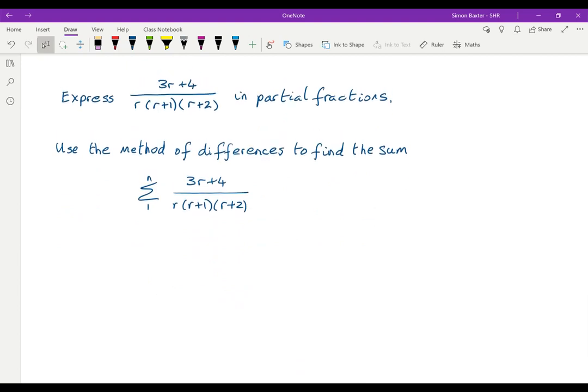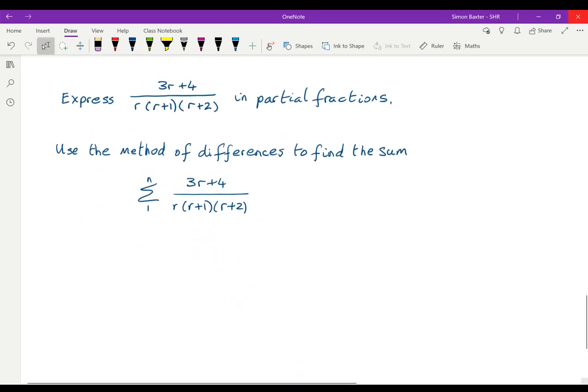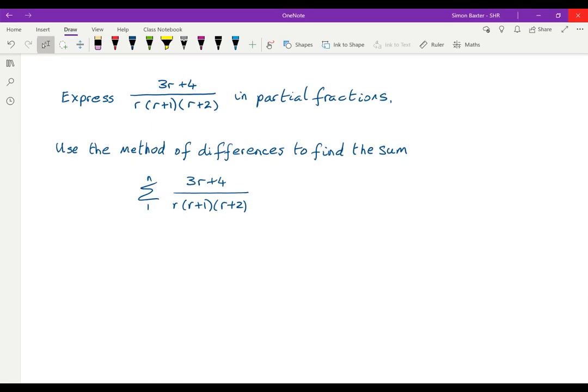Another example, very similar in many ways. Partial fractions first, then something nice will happen if you put r equal to 1, r equal to 2, r equal to 3. So first of all, let's assume that you can do partial fractions. (3r plus 4) divided by r(r plus 1)(r plus 2) is equal to 2 over r minus 1 over r plus 1 minus 1 over r plus 2.